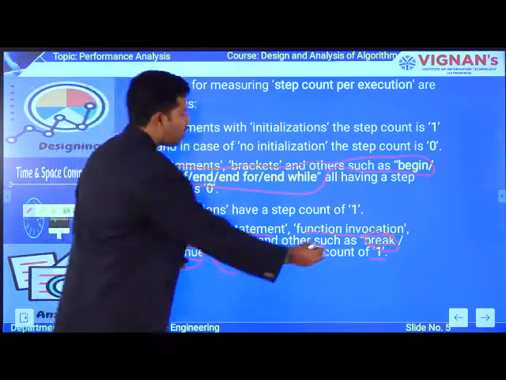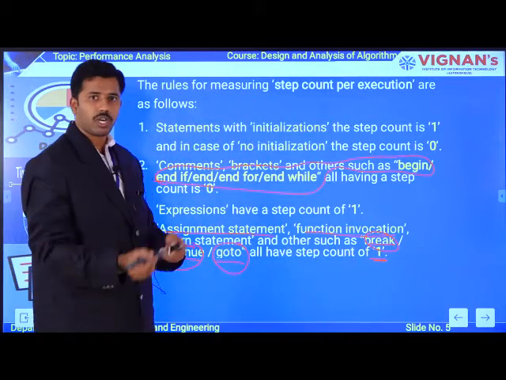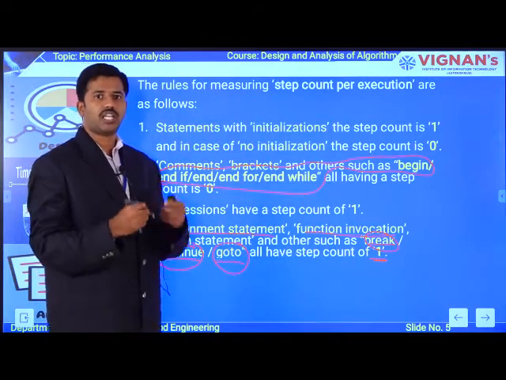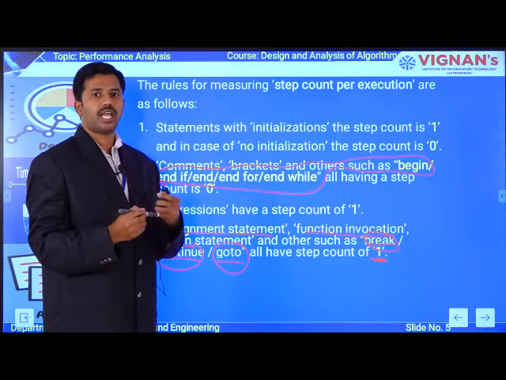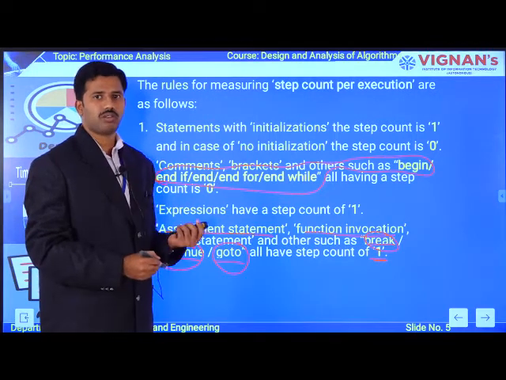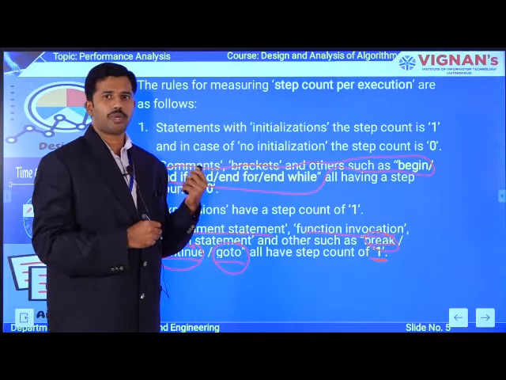So for these keywords only the value is going to be 1. Why? Because these three keywords change the behavior of the execution of your algorithm. That's why the value becomes 1. Okay, so I hope you got the clarity.